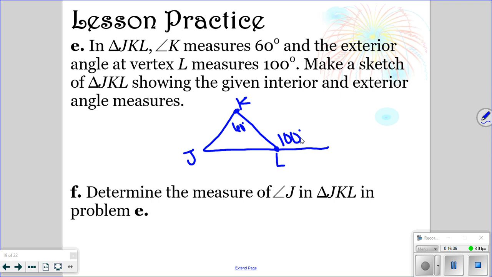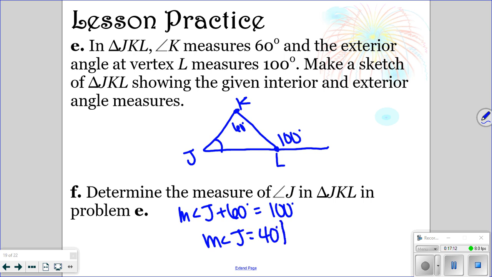So if your figure doesn't look quite like that, y'all check with the neighbor and see if your figure is acceptable. You may not have it in this exact form, but it should still be K has a 60-degree angle, and your exterior angle is at L and measures 100. So now it says determine the measure of angle J in our problem. So this is our other remote interior angle. So the measure of angle J plus 60 degrees has to equal the exterior angle, which is 100 degrees. So the measure of angle J would equal 40 degrees. So there would be your answer.